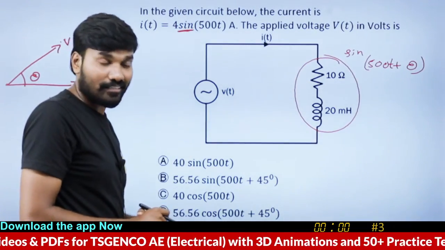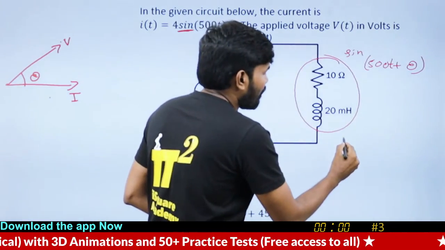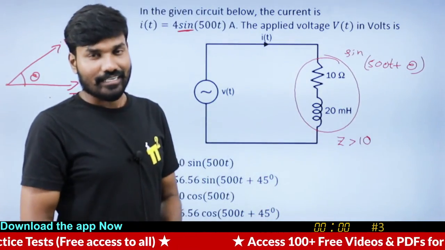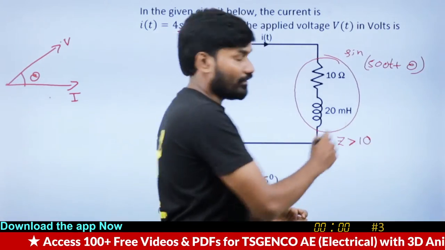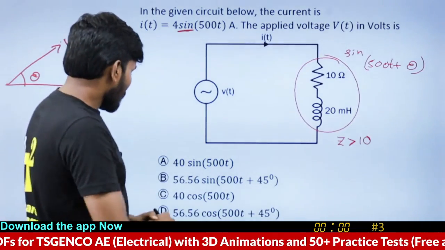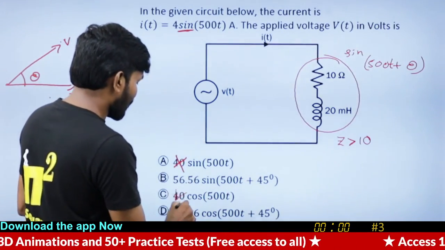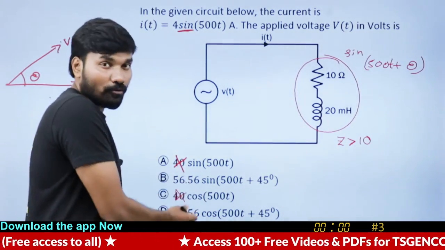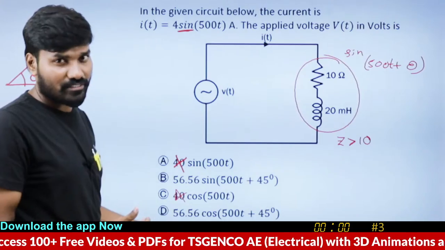Current is, sorry, 4 ampere. Now if you see, this is Z. The Z value will definitely be greater than 10. I'm not finding out what's the value of XL here. Not required. It's not a fill in the blank question. It is an MCQ question. So the Z value is definitely greater than 10, which means the voltage value will definitely be greater than 4. Okay, so greater than 10, not greater than 4, greater than even 40. So 40 is the wrong answer. Greater than 10 into 4 means greater than 40. So this is 56.5. That's the only option available. Or you can simply find this Z value, multiply with this current magnitude, and you should get 56.56.